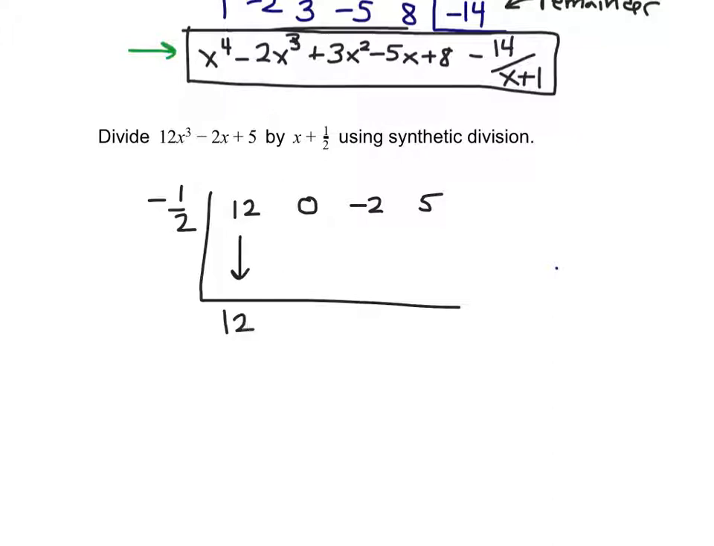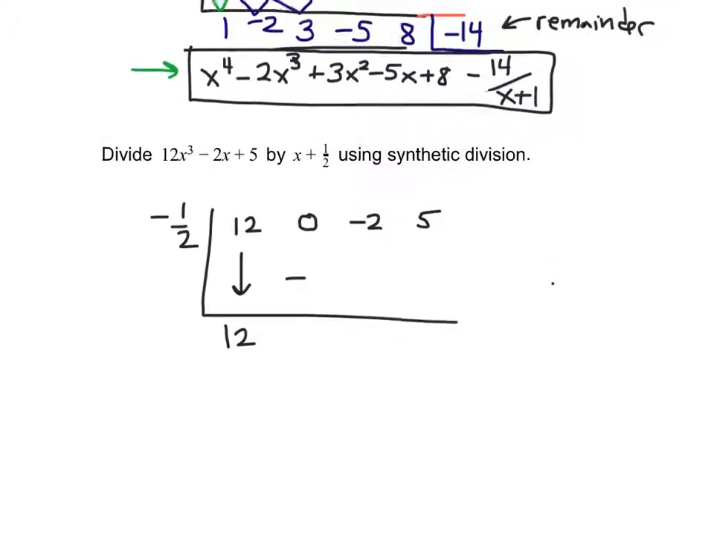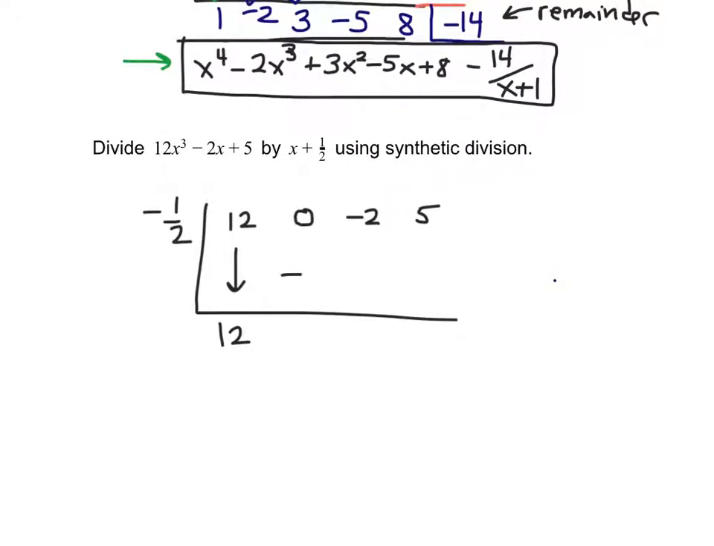So let's bring down the 12. Negative half times 12 is negative 6. 0 and negative 6 is negative 6. Negative half times negative 6 is positive 3. Negative 2 and 3 is going to be 1. Negative half times 1 is negative half. 5 plus a negative half, or 5 minus half, is going to be 4.5. Or just 9 halves, whatever you want to put as your remainder. So that's my remainder.